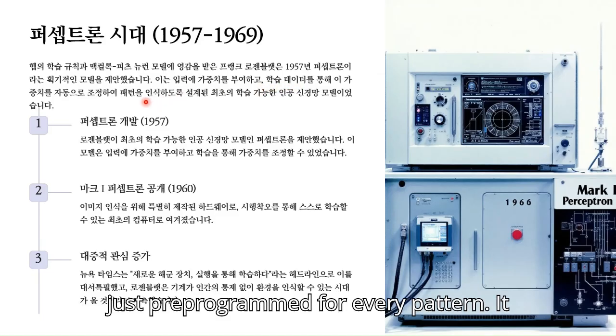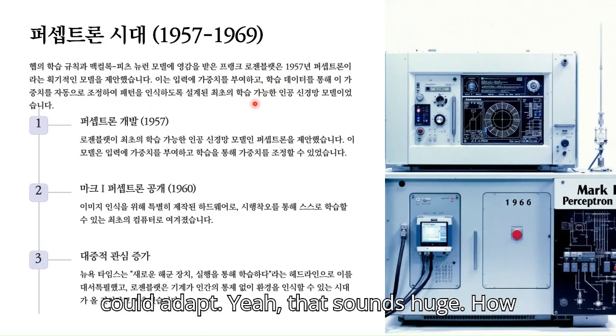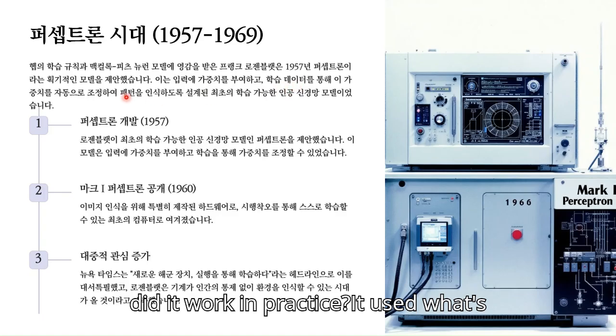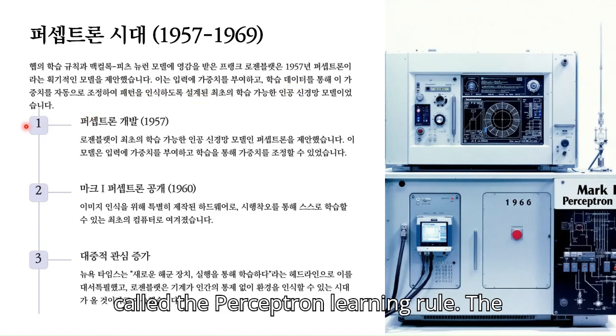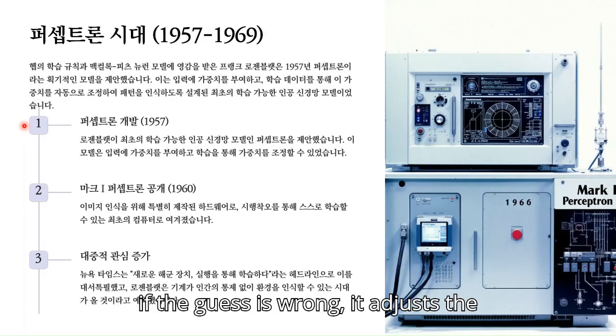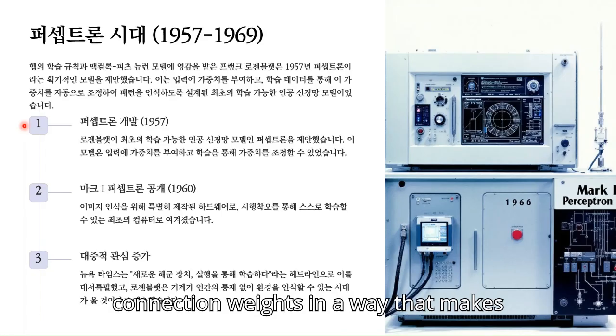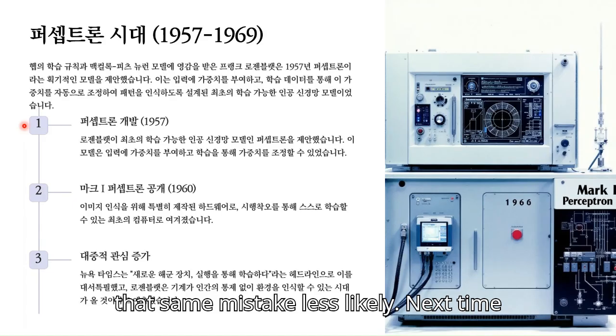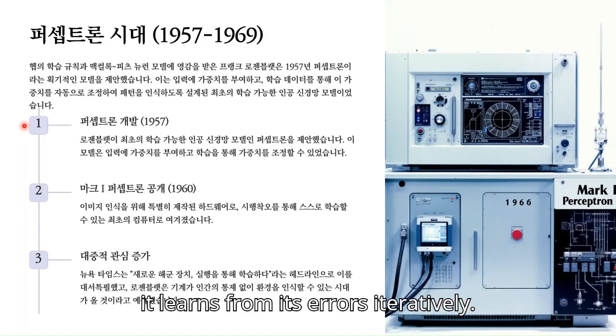Wow. So it wasn't just pre-programmed for every pattern. It could adapt. Yeah. That sounds huge. How did it work in practice? It used what's called the perceptron learning rule. The model sees an input, makes a guess. Okay. If the guess is wrong, it adjusts the connection weights in a way that makes that same mistake less likely next time. It learns from its errors iteratively.